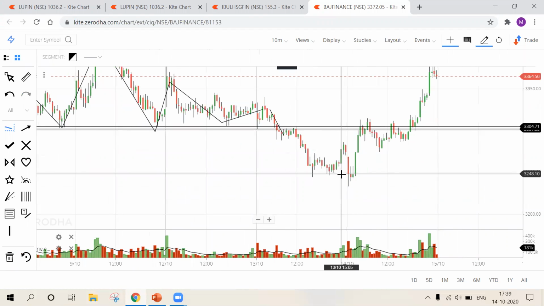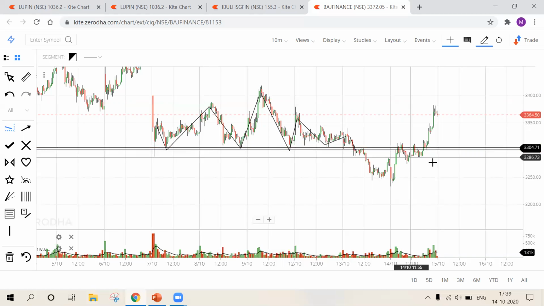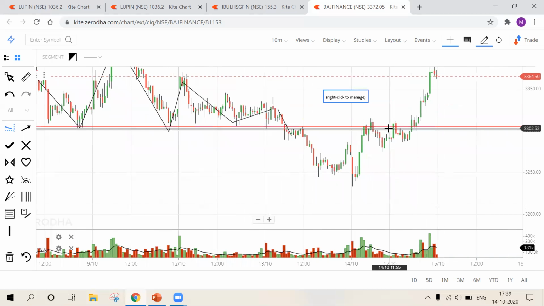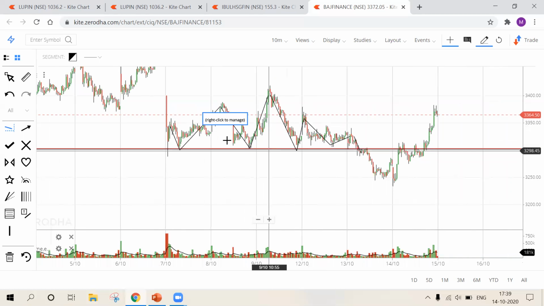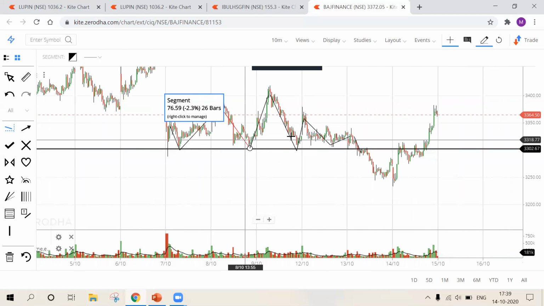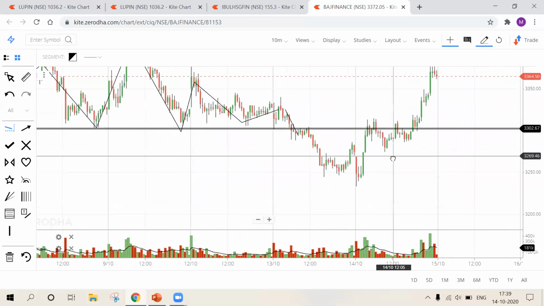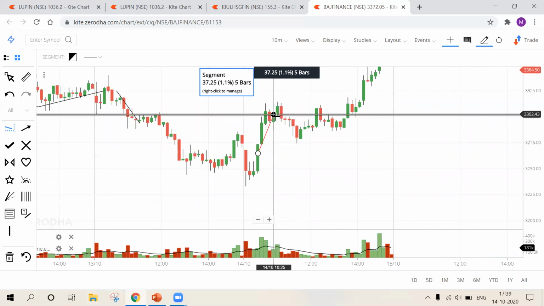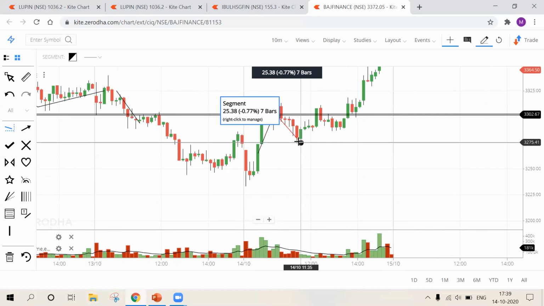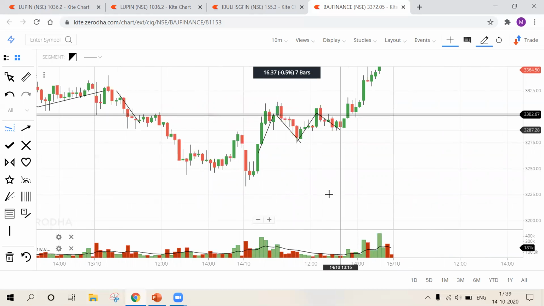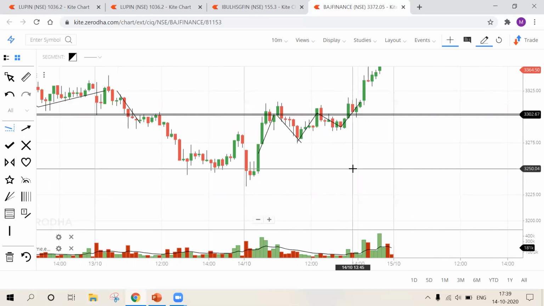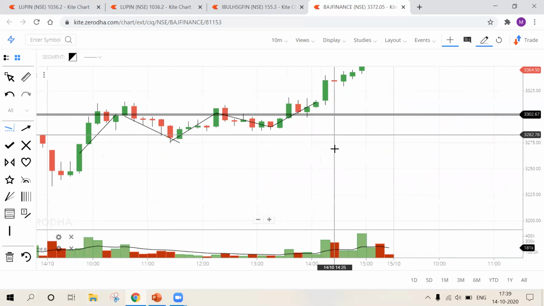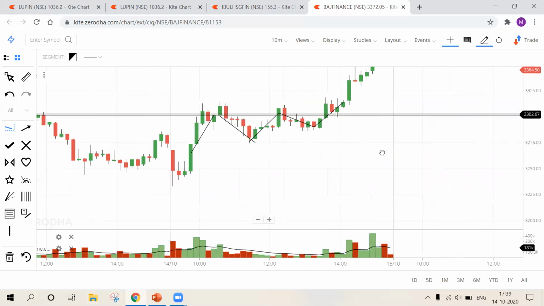It broke the level yesterday, but today again this level acted as a resistance. The same level acted as support many times, then it started acting as resistance today, because the stock got stopped out and pushed down. Again it got stopped out and pushed down. Finally it broke the level. So I'll be using the price action strategy here.